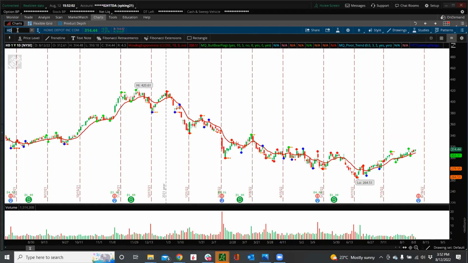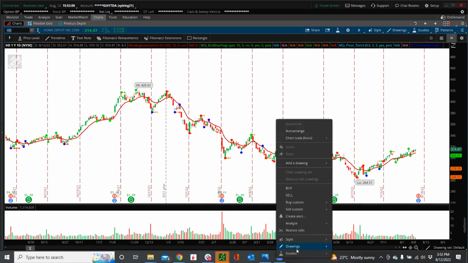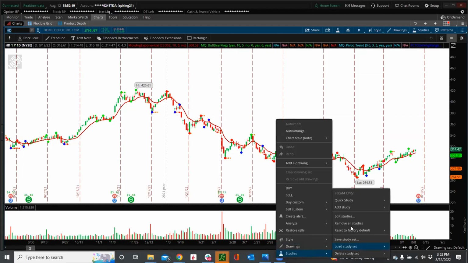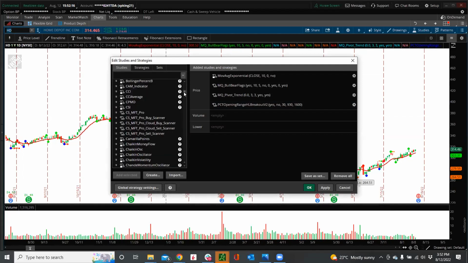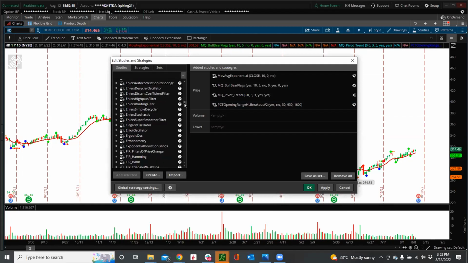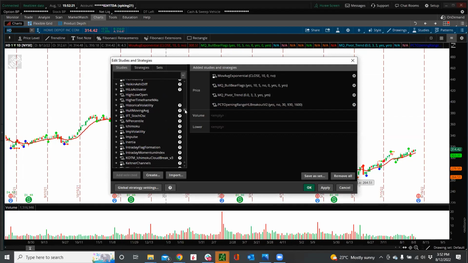I can do it on HD, on Home Depot. So in here, if you right click on the chart anywhere and go into studies and click edit studies, okay? When you edit studies, if you go down here under I, you'll see implied volatility right there. So we're going to add that into our chart.